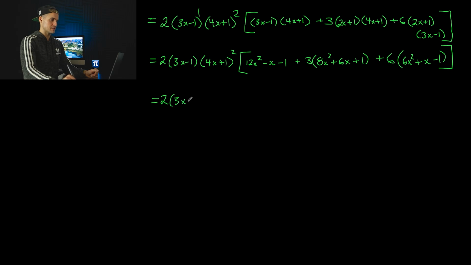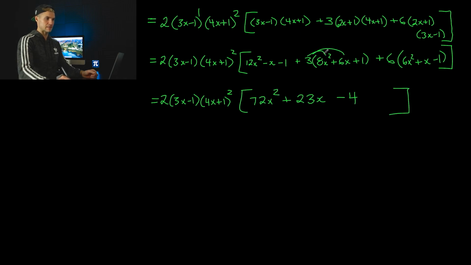And so from here, you would just have to expand everything and then simplify the like terms. And so when you expand everything, like bring the 3 and the 6 in, simplify the like terms, you'd end up with this quadratic 72x squared plus 23x minus 4. And from there, you could leave it like this. Actually, though, this quadratic, it does actually factor.